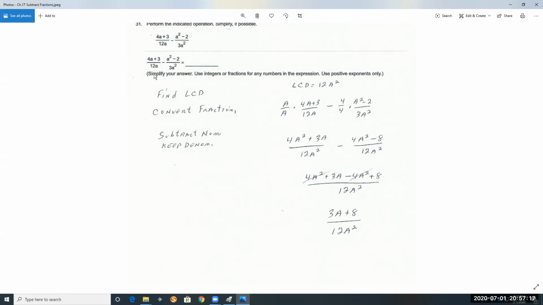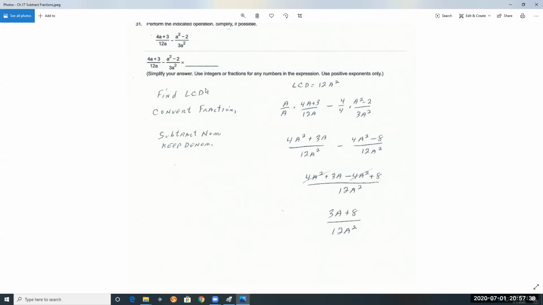Well, to make 12a squared, we need to multiply by a over a times the first fraction. That would be a times 4a is 4a squared. A times 3 is 3a, all over 12a squared.